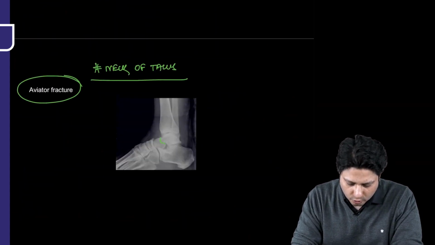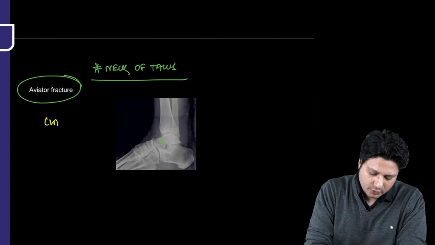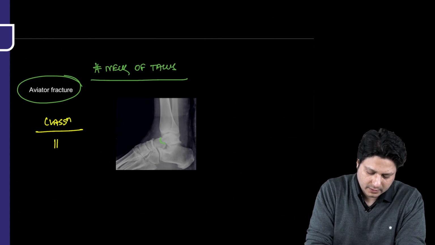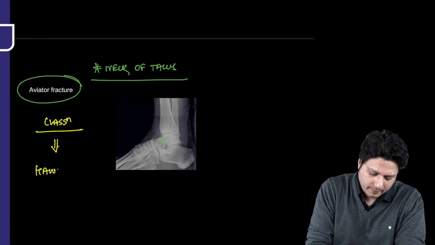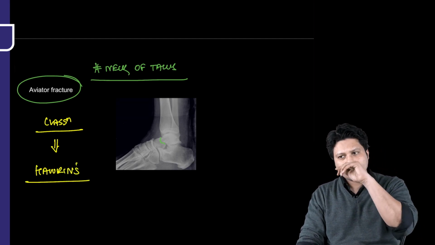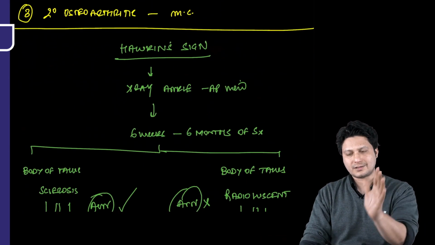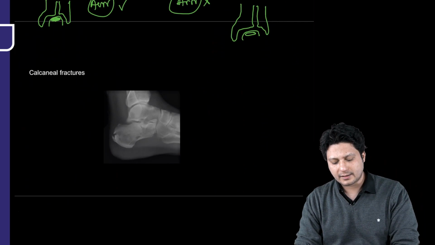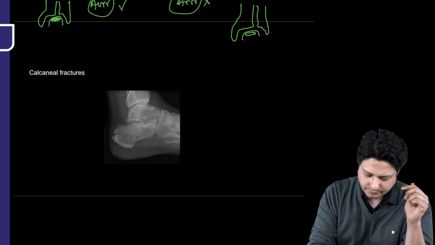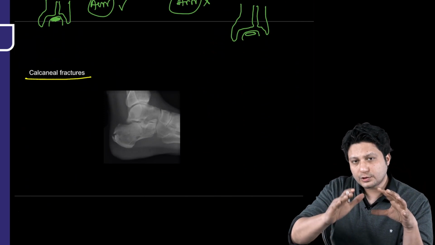If you just want to know the name of classification for this particular fracture, then the name of classification is again Hawkins classification. The Hawkins sign we have talked about is the name of classification also. Although you need not go into the details of what are the 6 different types of talar neck fractures according to Hawkins.